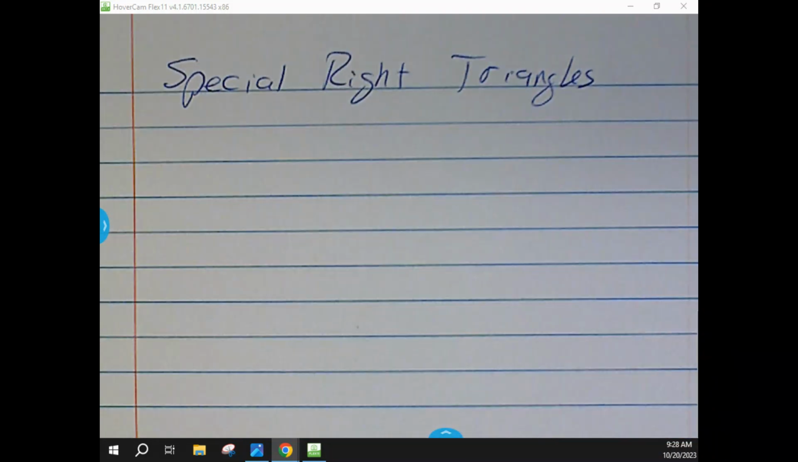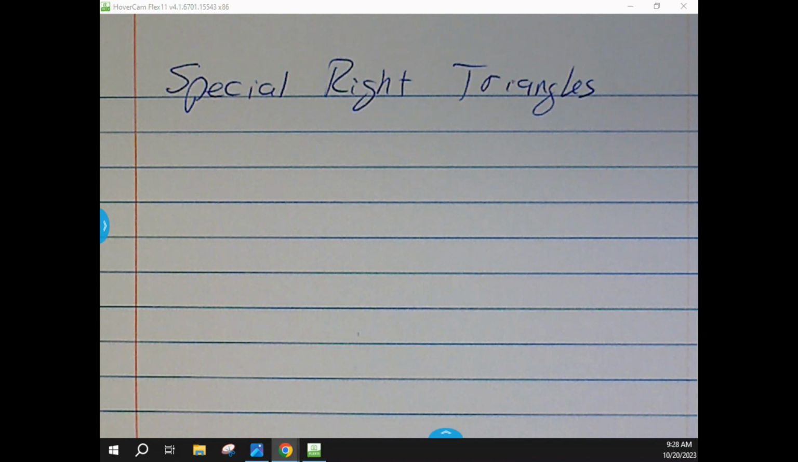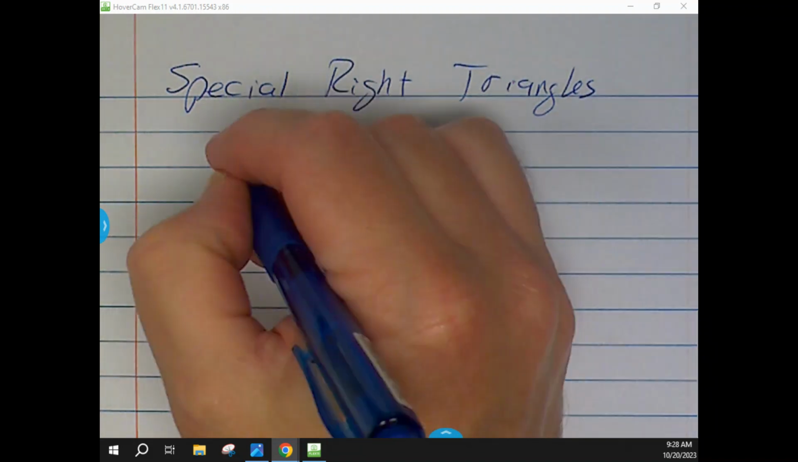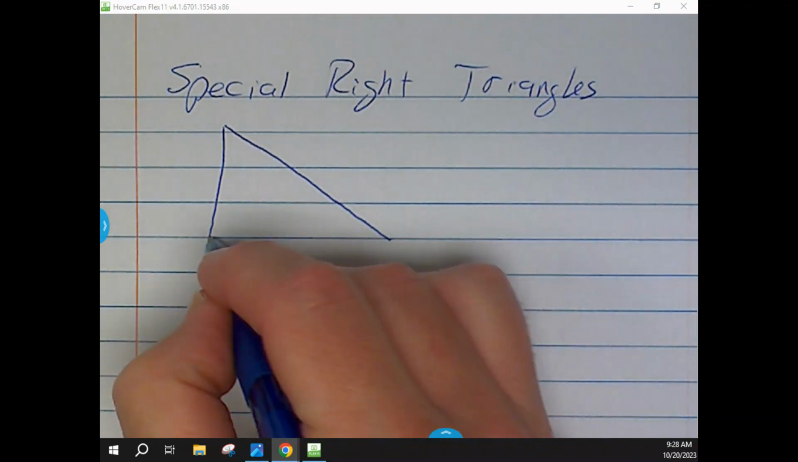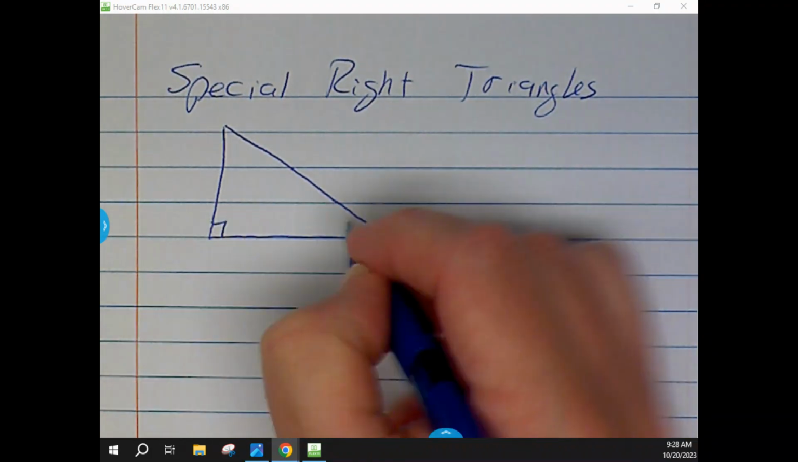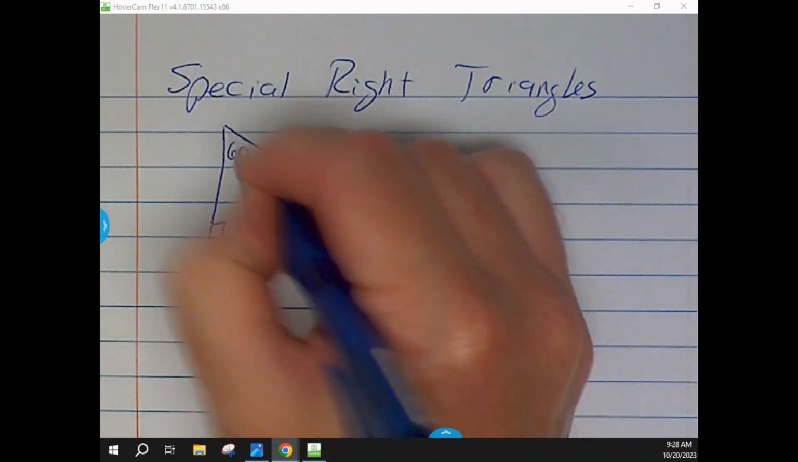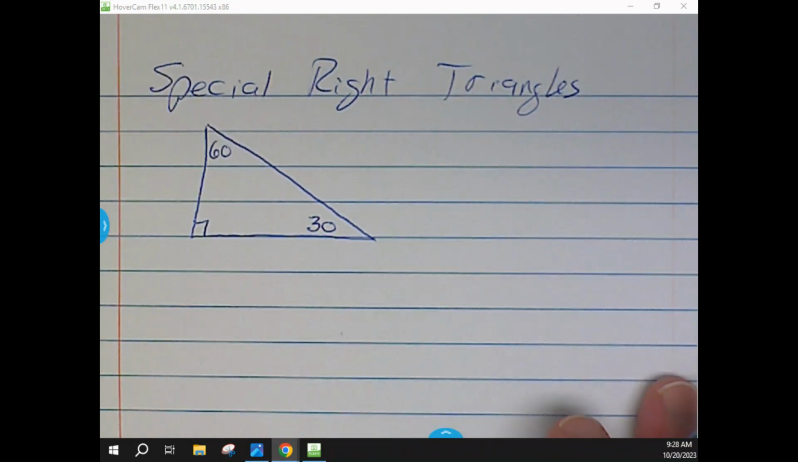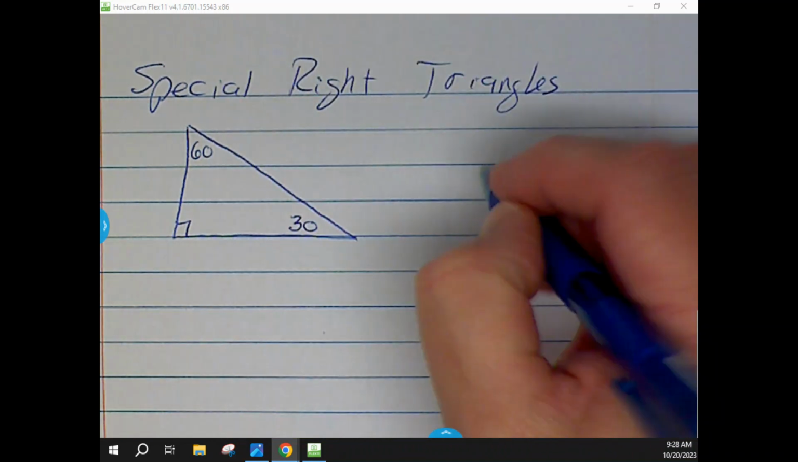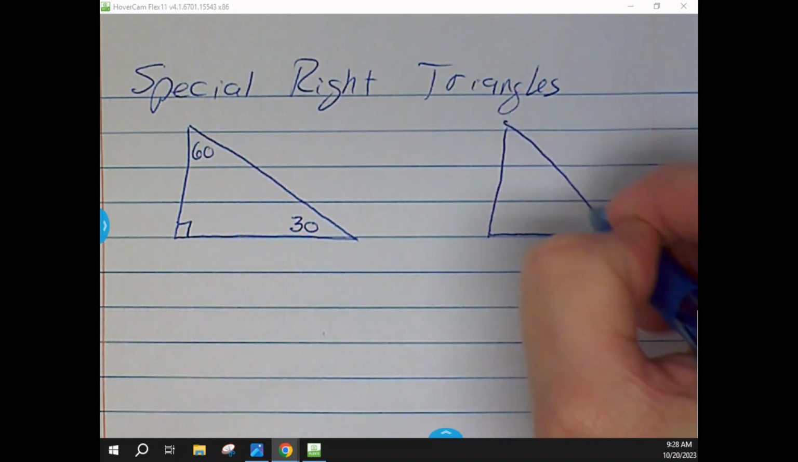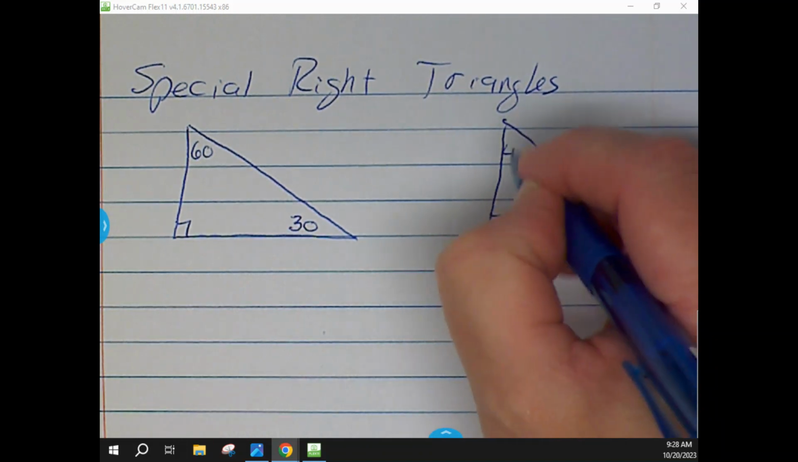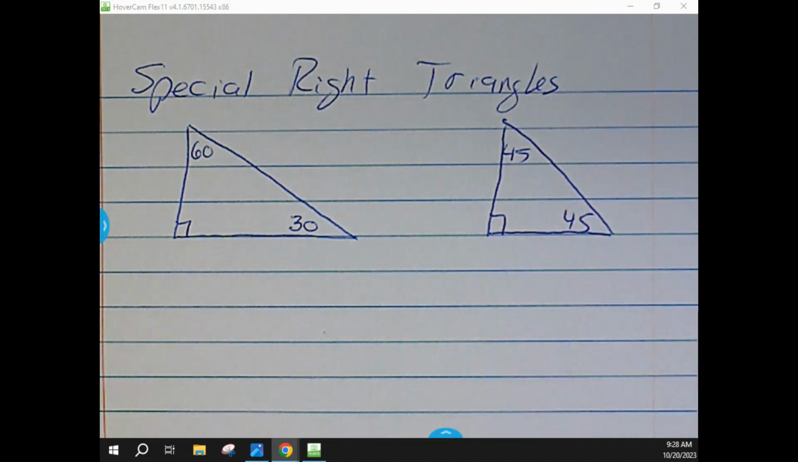Okay, sorry about that. Okay, so special right triangles. There were two special right triangles that you did in geometry, and we're going to go back and pick up those two. And if you do or don't remember those, that's fine. We'll come back and show you what they were here. First one was a 30-60-90. And then the second one was a 45-45-90 triangle.